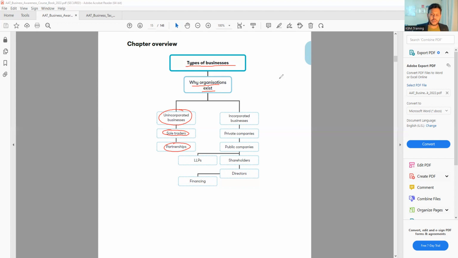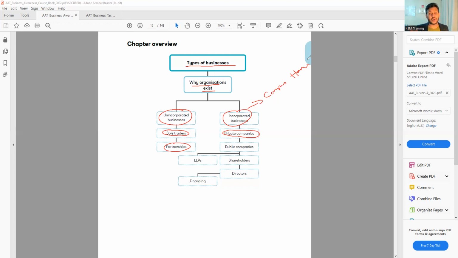The next one we have here is the incorporated business. The first one is the private limited company. When you have an incorporated business, that means we have to register with Companies House. So you have to open the business with Companies House. It's very simple. If you're planning to start a business tomorrow, it is possible to register for the business today.